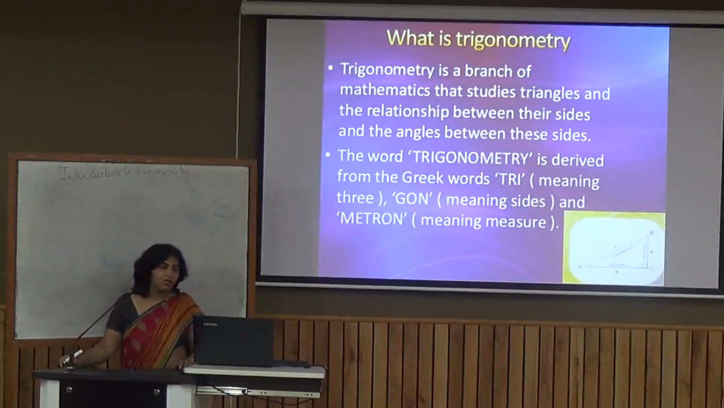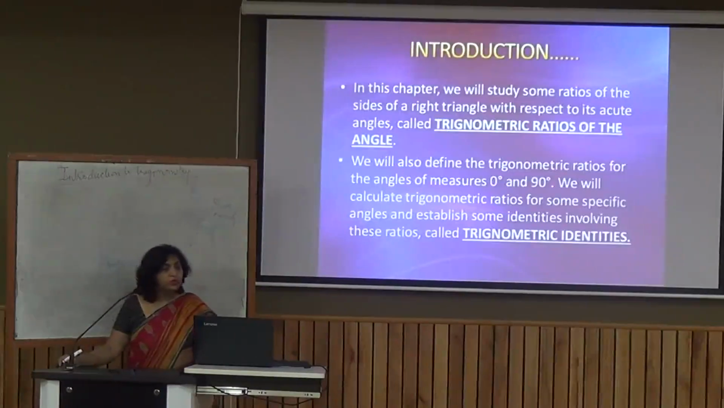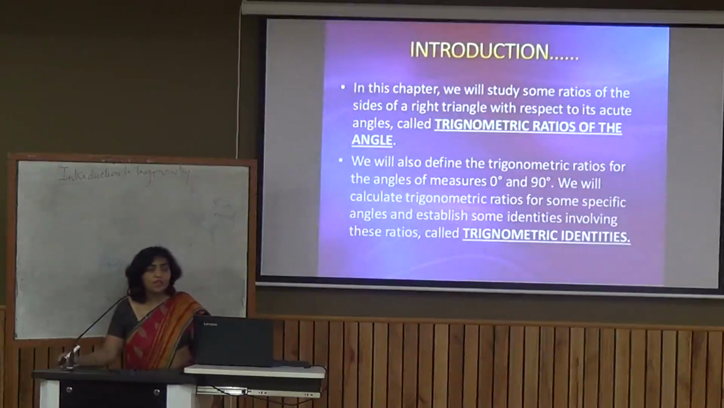The side opposite to the right angle is the hypotenuse, one is the base, or the side adjacent to the angle, and the perpendicular. We'll be defining the angles with measures from 0 to 90 degrees. We'll define some trigonometric ratios for these specific angles. Then we'll also learn about trigonometric identities in this.